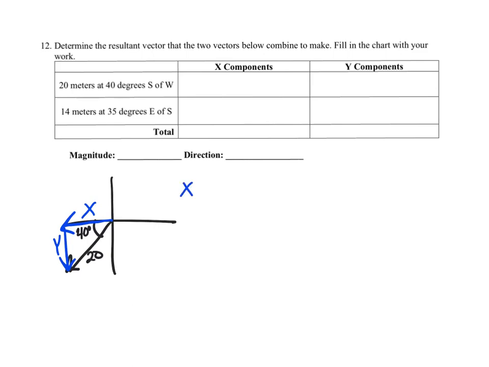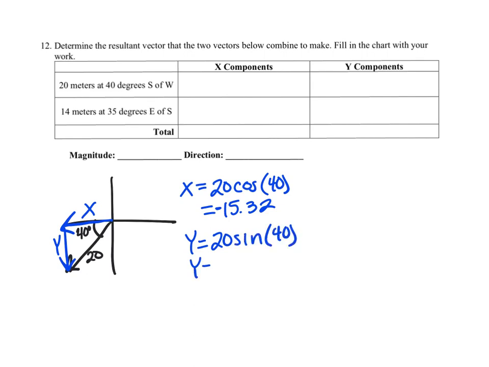For this, x is adjacent, so we're going to use cosine. We're going to have hypotenuse of 20, cosine of our angle of 40 degrees, and that will equal 15.32, and this is going west, so we're going to make it negative. For y, it's opposite of our angle, so we're going to have 20 sine 40, and then we type that in the calculator, and we are going to get 12.86, and we're going to make this negative because it's going south. So anytime it's going west and south, you make them negative.